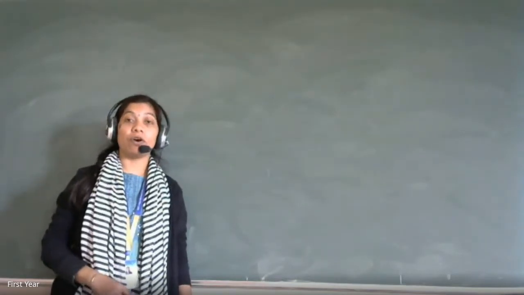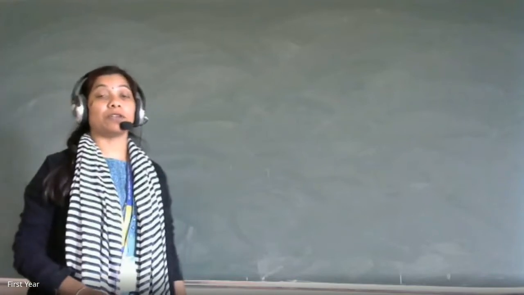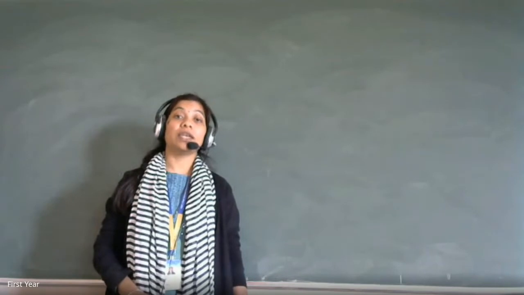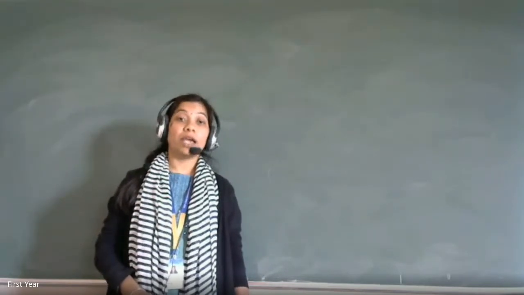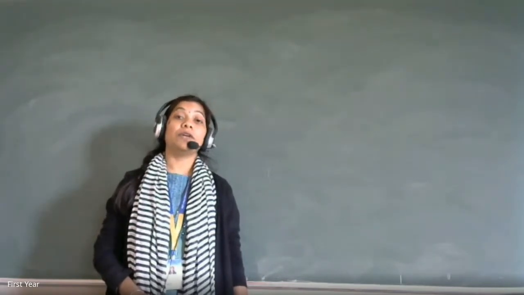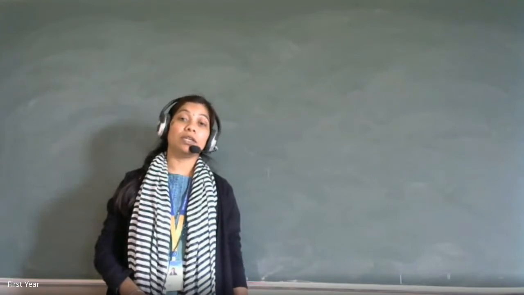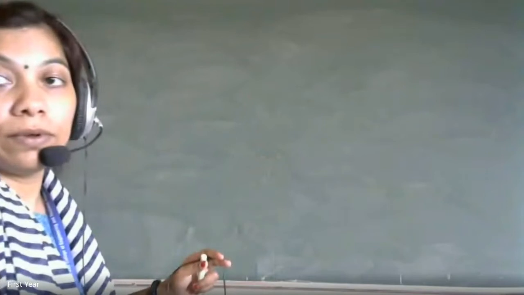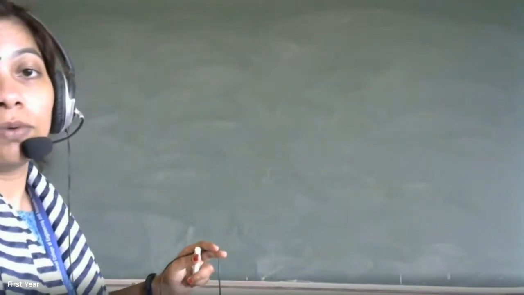Because for even or odd, f of minus x equal to f of x means what? You're trying to identify what happens for positive x and negative x. If it is the same, then it is said to be even. If it is opposite, then it is said to be odd. Isn't it? Yes, students? Yes, ma'am.